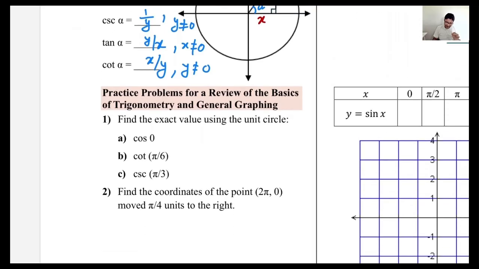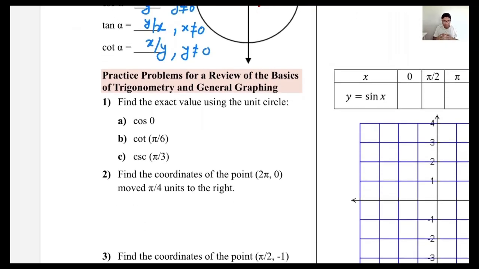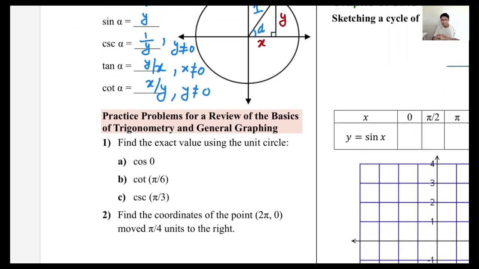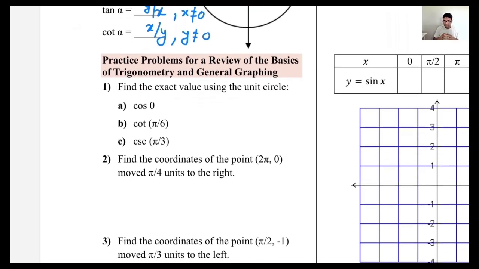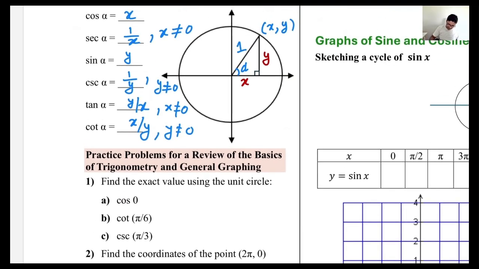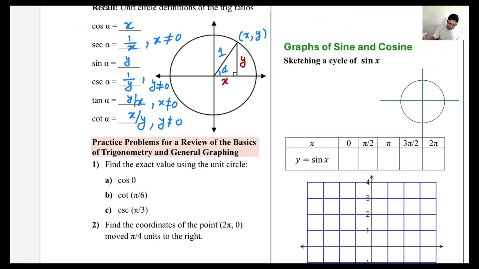Okay, let us review some basic concepts in trigonometry using the unit circle and also some general ideas in graphing. This will help us get ready to start graphing the trigonometric functions. First, find the exact value of these trigonometric functions at those points using the unit circle. Okay, we have done this in the previous lesson, that is why I say it is a review.